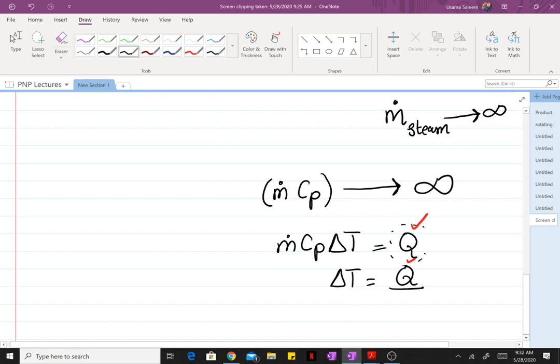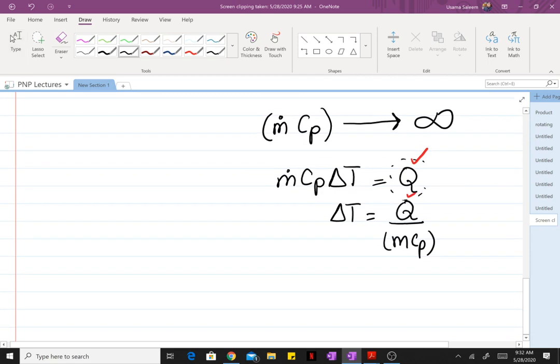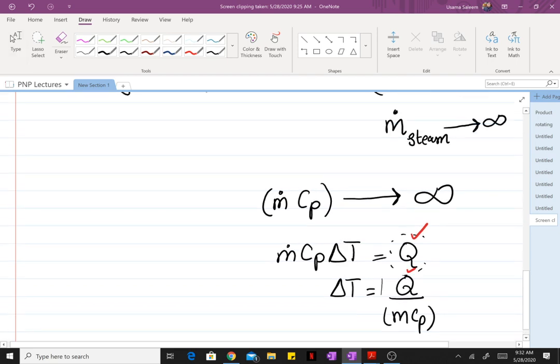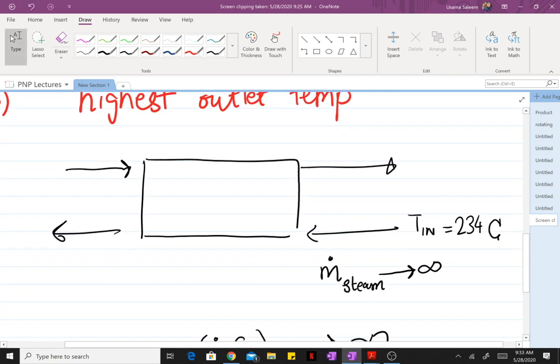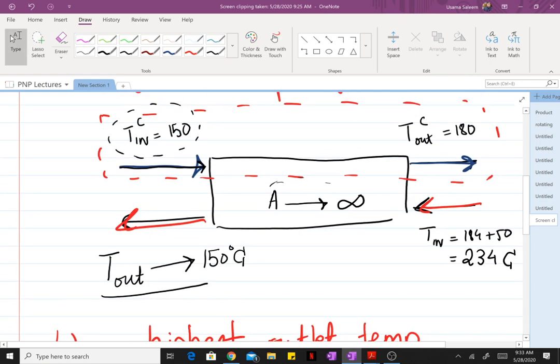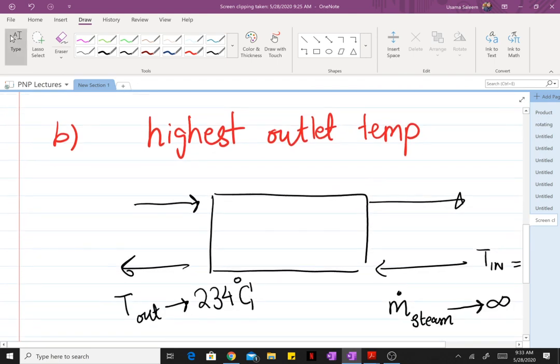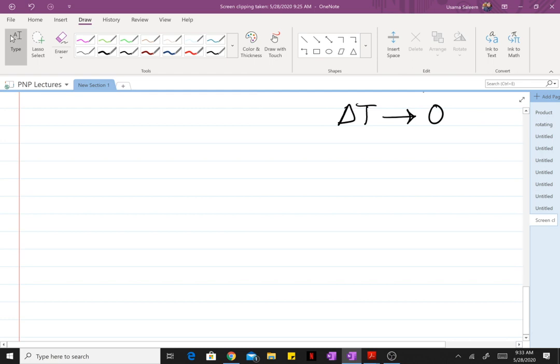And if you look at this equation, as m Cp, the denominator of this fraction, tends to infinity, delta T tends to 0. Hence for an infinite steam flow rate, your T out is going to be equal to the inlet temperature, and that's the theoretical upper limit. Now deciding what should be the outlet temperature is actually an optimization problem, and once we start looking into optimization in more detail, we're actually going to cover that.